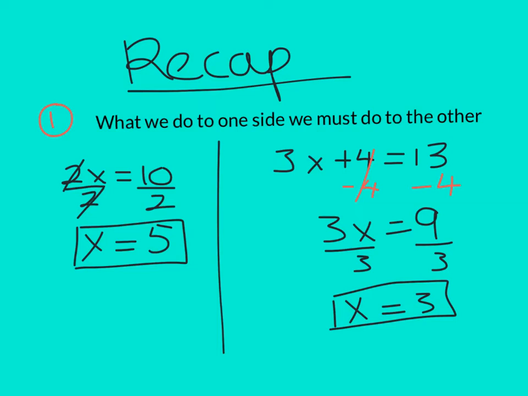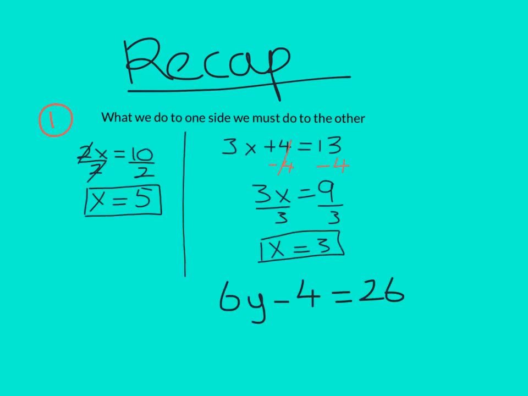And that can be the same, for example, if we have an equation where we have a minus number in the equation. So if we had minus here instead, well then we know that we add on both sides. So just to give you an example of that, here we have 6y minus 4 equals 26. So if I want to get rid of that minus 4, I would plus 4 on both sides.